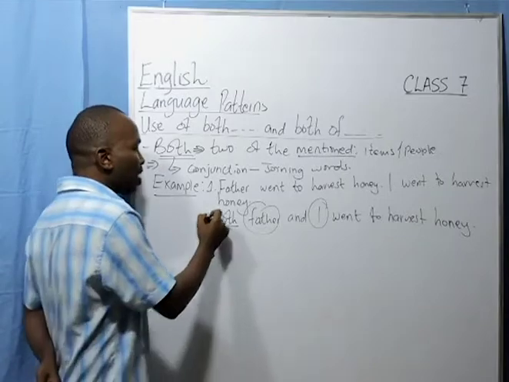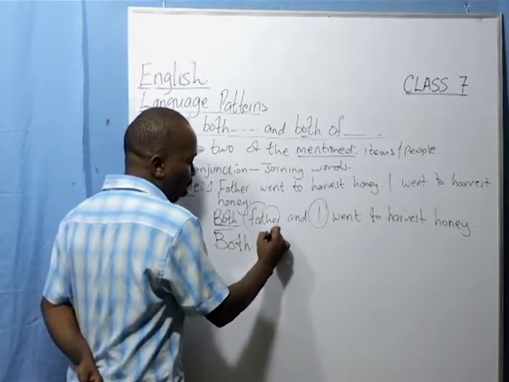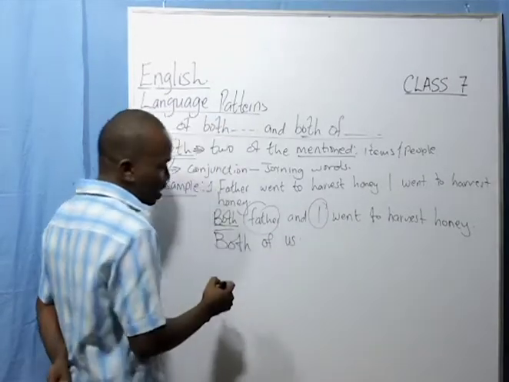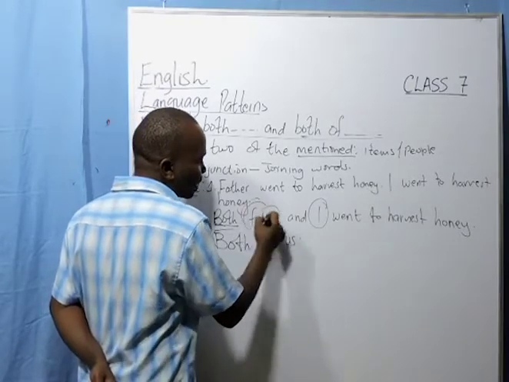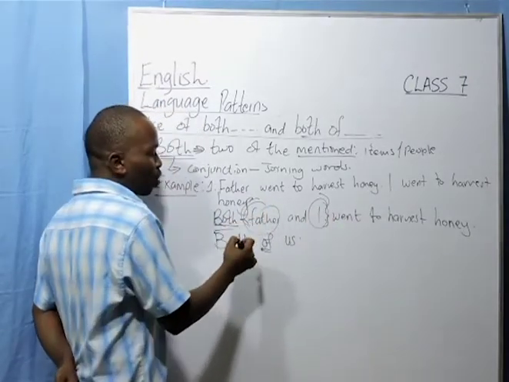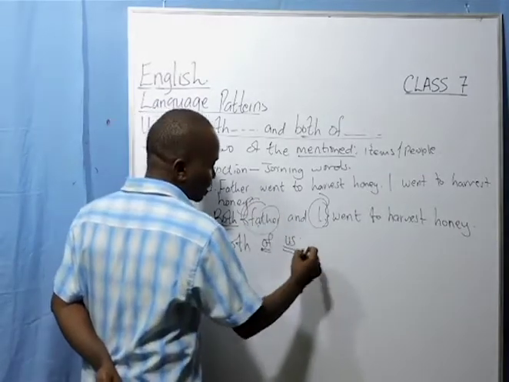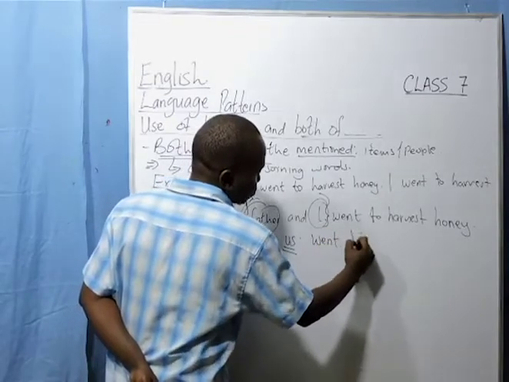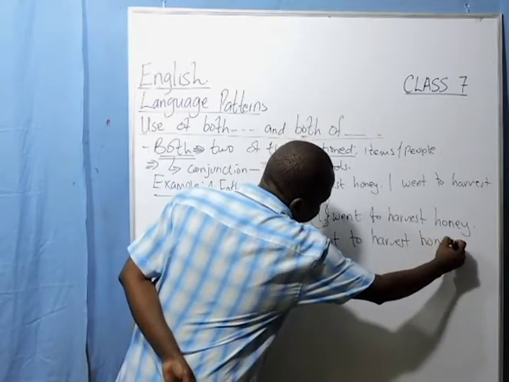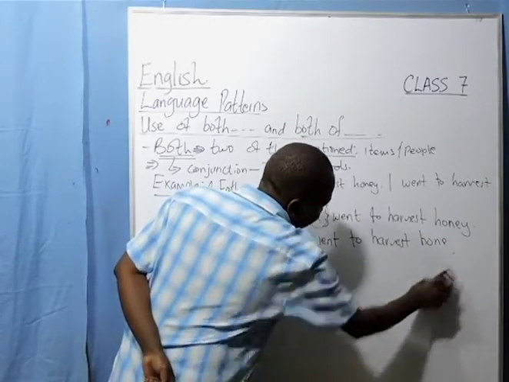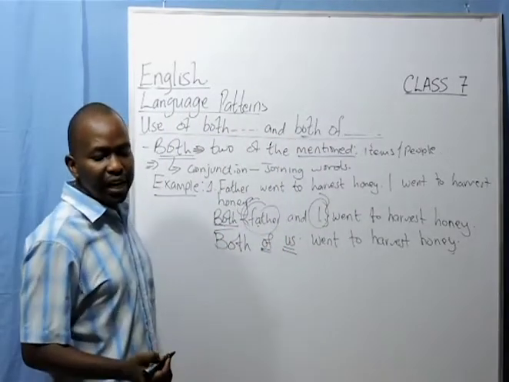We can also have the use of both of, whereby we say both of us. Now, when we have the use of both of, we combine these two and become what? Plural. So the plural of Father and I will be us. Both of us went to harvest honey. And once we combine the two sentences, it will help us avoid repeating ourselves.